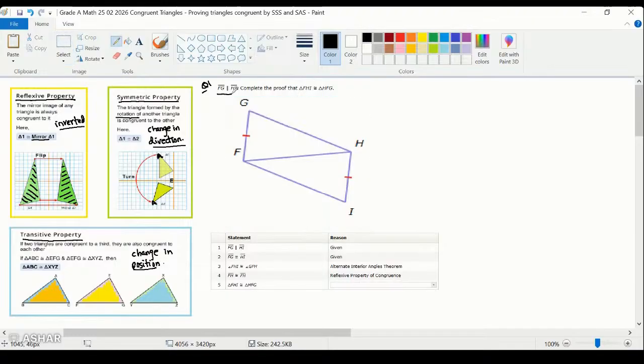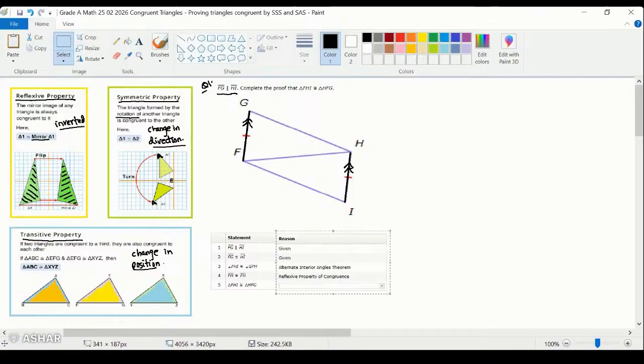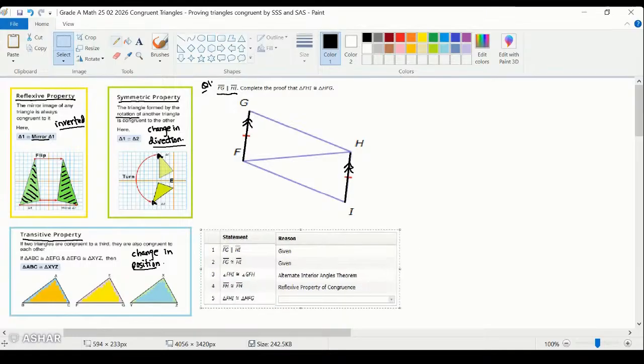They're saying FG is parallel to HI. That means these two lines are parallel. What they are saying is the first reason is already given to us, that these two are parallel. Let's look at the second reason. The second reason would be the other pair of lines are also parallel. This reason is given to us.